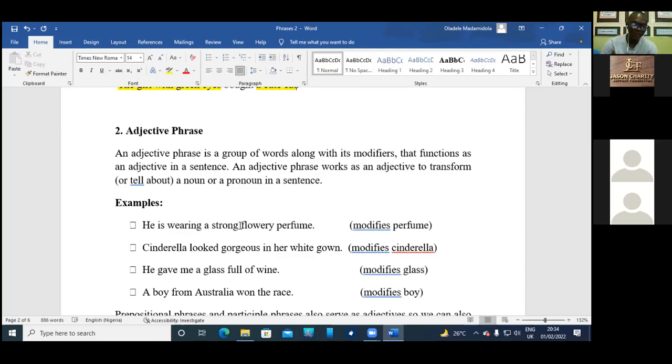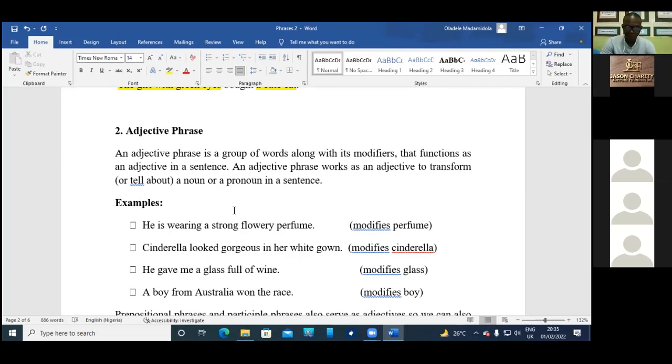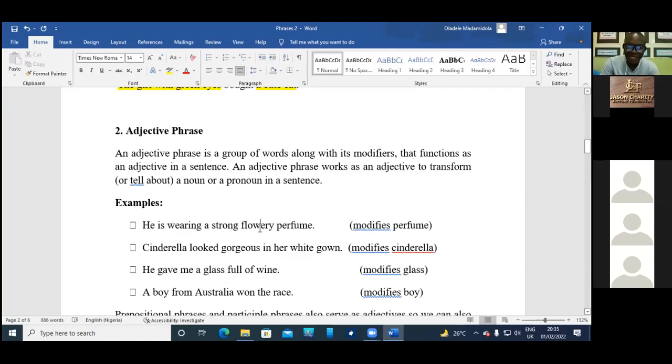So let's look at the examples that we have. He is wearing a strong, flowery perfume. So what would be the adjective phrase here? Don't forget, it must be more than one word. Anybody? Okay. Yes, I heard flowery. Yes, flowery there is the adjective.